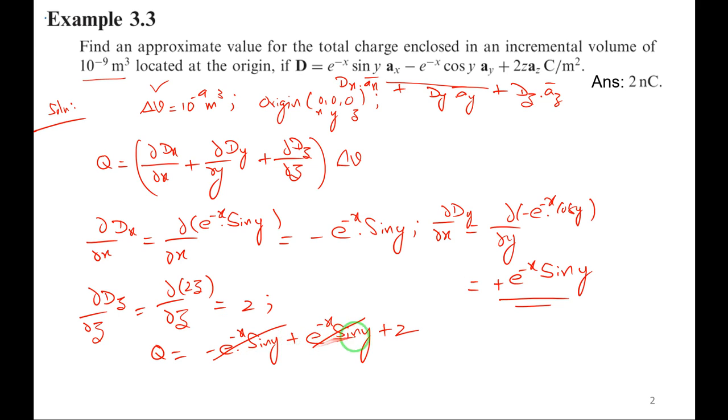Plus e to the power of minus x sin y and minus e to the power, they will cancel, and the final answer I'm left with is 2. So q is equal to 2.